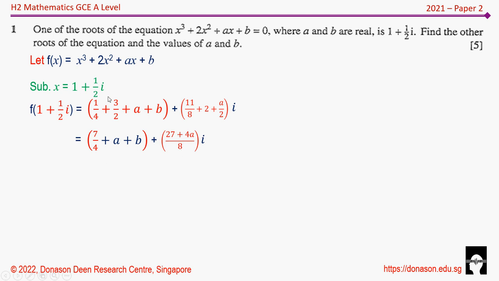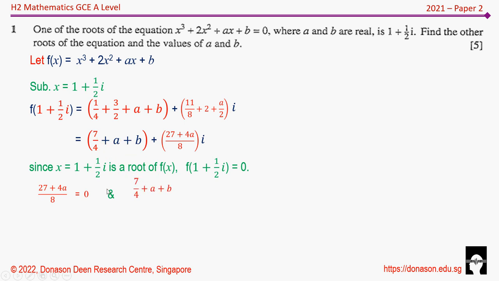But since we substituted this, this must have been equal to 0, right? When you substitute the root, the function should be equal to 0. So since x equals 1 plus half i is the root of the function, f of 1 plus half i should be equal to 0, which means this whole thing must be equal to 0. So if it is equal to 0, of course the coefficient of i, which is the imaginary part, should also be equal to 0, and the real part should also be equal to 0. 7/4 plus a plus b should also be equal to 0.